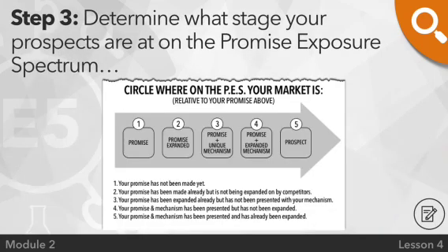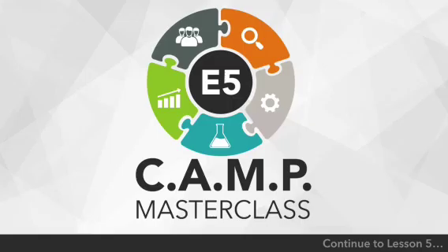For now, you need to go to step 3, and that is you need to take out the promise exposure spectrum worksheet and circle the stage that your market is currently in. Again, relative to the promise that you're making, because 2 different promises can mean 2 different things on this promise exposure spectrum. This is all about the promise that you're making and what other companies, competitors, and marketers have already presented. Where does your market fall on the promise exposure spectrum? So go ahead, circle the appropriate stage, and then continue on to lesson 5.